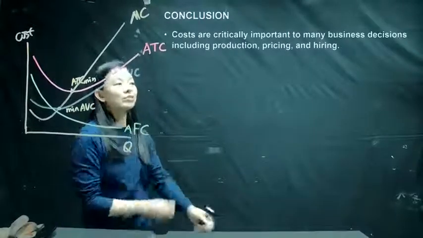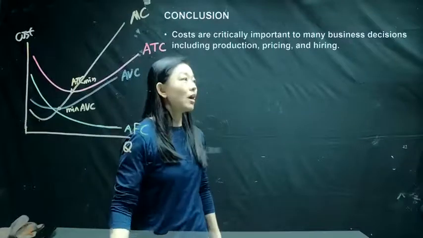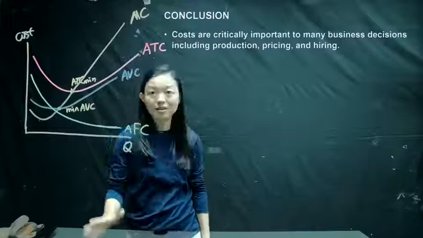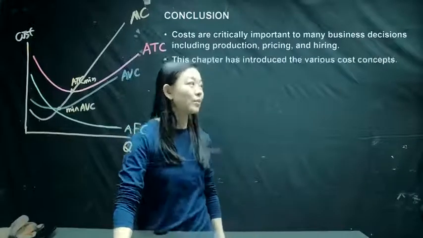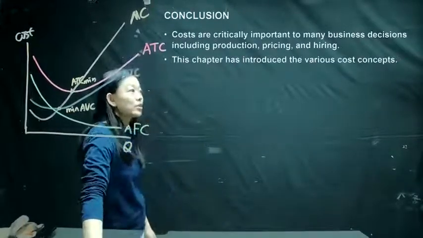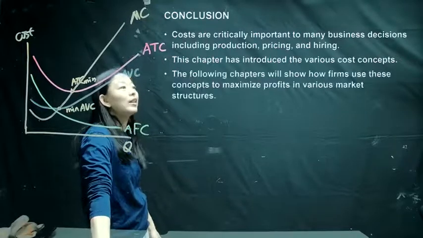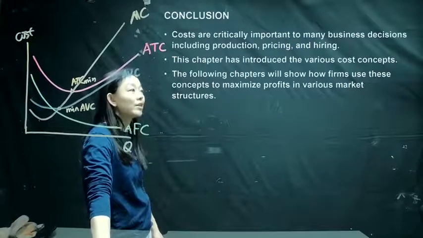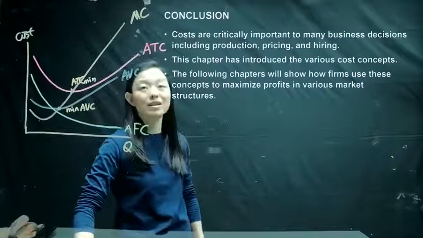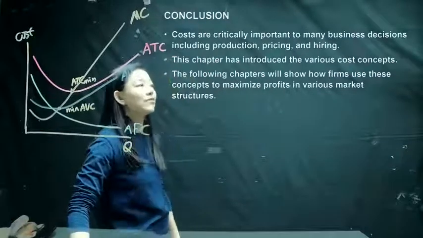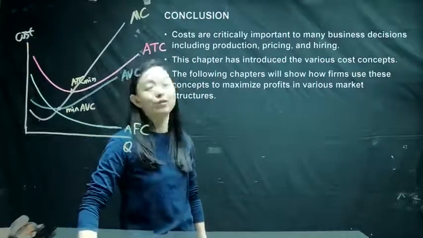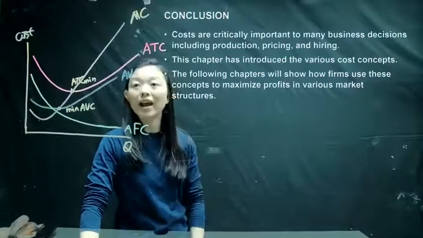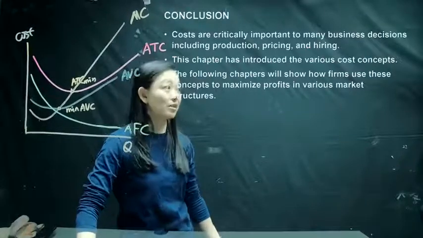Now let's look at some conclusions and summaries. Costs are critically important to many business decisions, including production, pricing, and hiring. In this chapter, we introduce different types of cost. In the next chapters, chapter 14 and chapter 15, we will talk about how firms use those concepts to maximize profit in different market structures. For example, in perfectly competitive markets and in a monopoly market, there is the market decision.